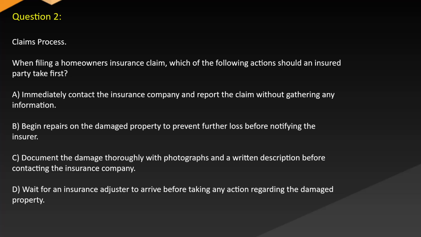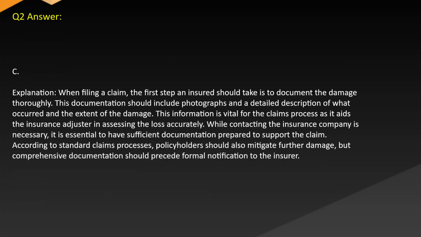D. Wait for an insurance adjuster to arrive before taking any action regarding the damaged property. Answer C. Explanation. When filing a claim, the first step an insured should take is to document the damage thoroughly. This documentation should include photographs and a detailed description of what occurred and the extent of the damage.